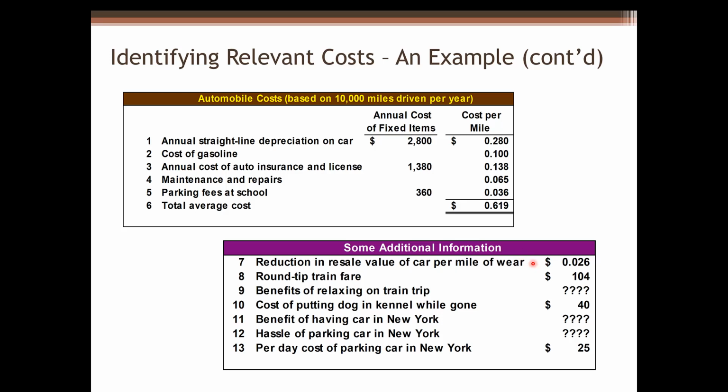Reduction in resale value per mile driven, round-trip train fare, benefits of relaxing on the train, cost of putting a dog in a kennel while she's gone, benefit of having a car in New York, hassle of parking a car in New York, and per day cost of parking a car in New York. Some of these costs can be measured in dollar amounts, but some cannot.